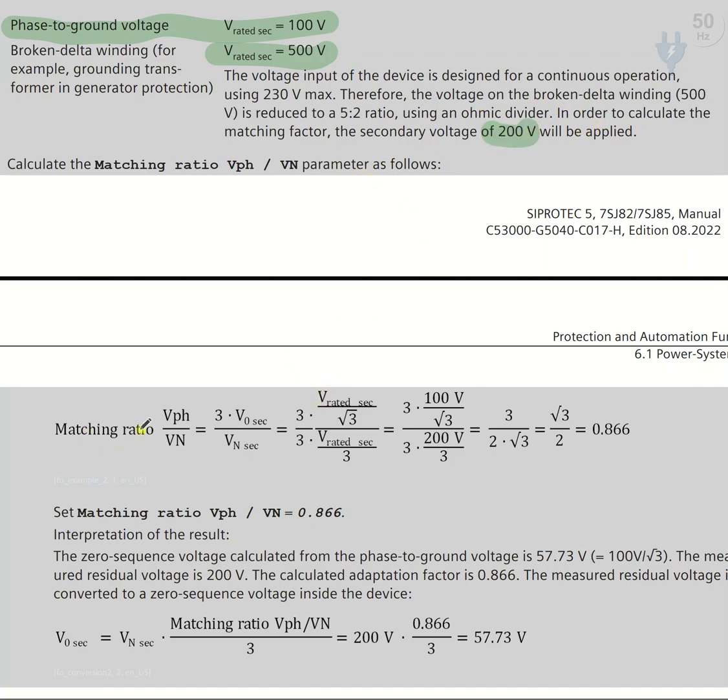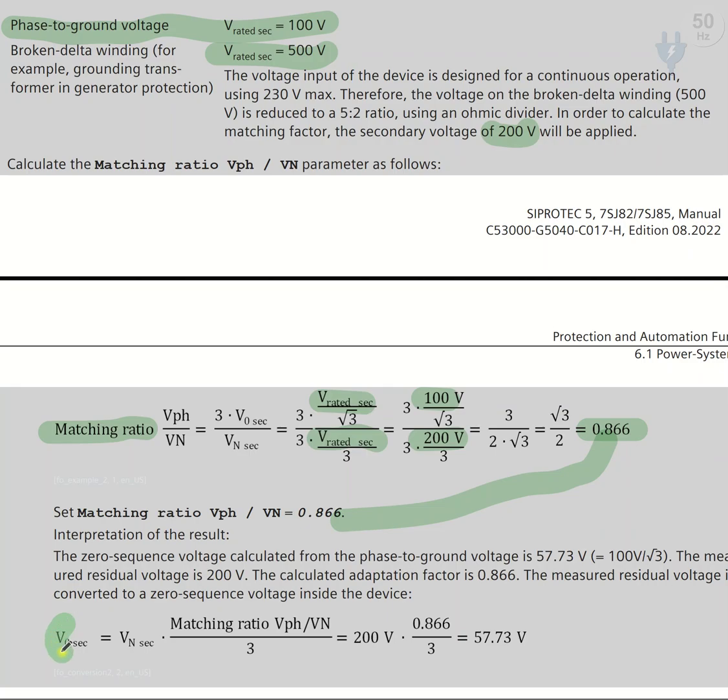So first we find the matching ratio. The matching ratio is found according to the formula V phase and Vn, this 3 V0 Vn, and for V rated here we replace 100 volts divided by root 3, but here in broken delta it is 200 volts applied in the relay, and here we find this is our matching ratio. This matching ratio is found.